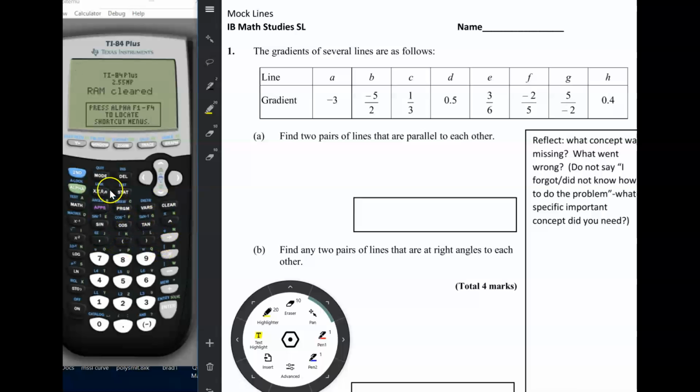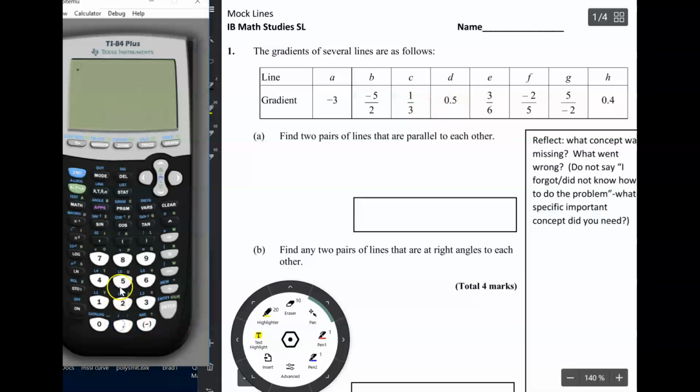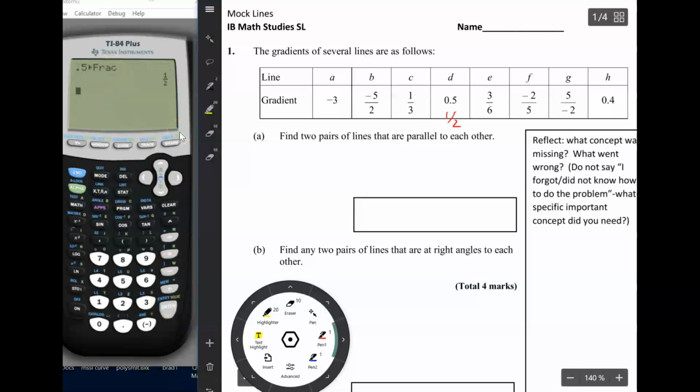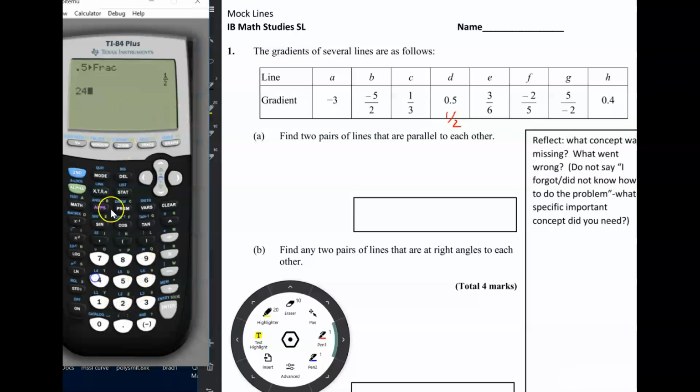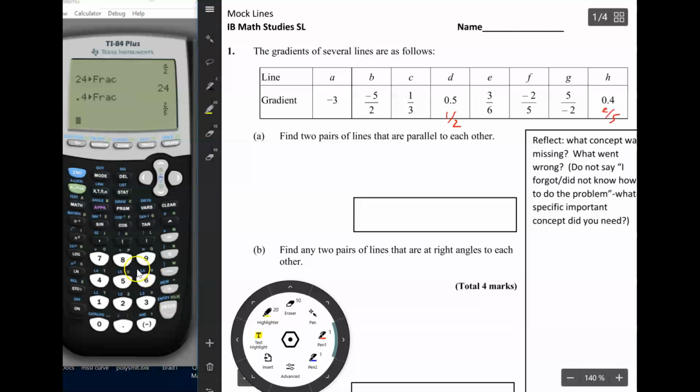If you want to change things to fractions, there is a command to do that. For example, 0.5. If I want to change 0.5 to a fraction, I do 0.5 and then I go to math, and you see the first option is already arrow fraction, so you just change this to 1/2. So I can find out that 0.5 is 1/2. 0.4, I could do the same thing. 0.4, math, enter. 2/5.